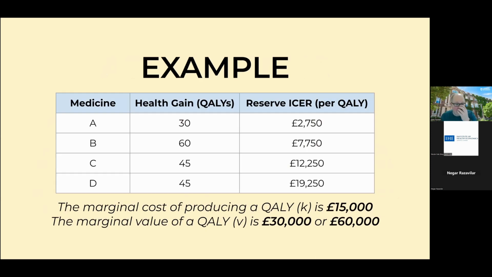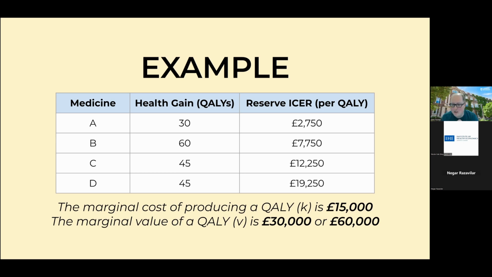And then we have a very, very simple example in the paper. So this hypothetical example of just 4 medicines, keeping the numbers simple. We'll assume that each of these 4 medicines provides a different number of QALYs and has a different reserve ICER. So medicine A provides 30 QALYs and the reserve ICER is £2,750. The reason we're using pounds here is the UK has the best evidence internationally on what K and V should be. K being the marginal cost of a QALY, V being the marginal value of a QALY, which I'll explain in a few minutes. So that's why we're doing a UK-based example, because they have the best real-world data.